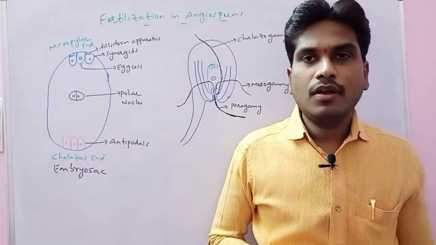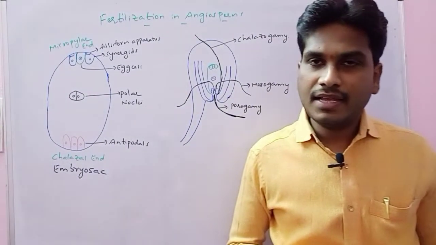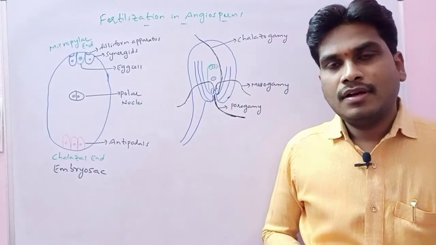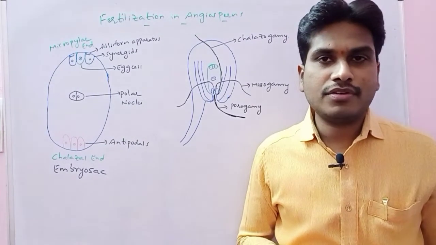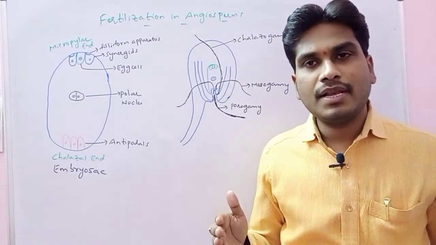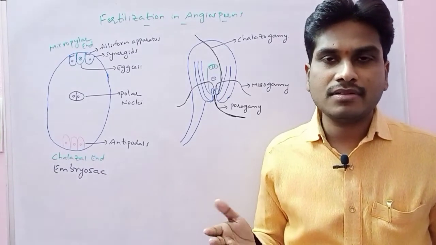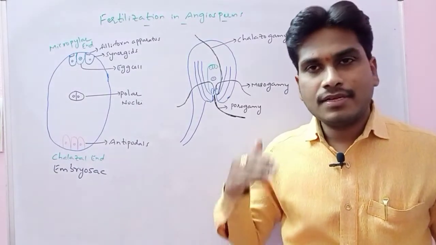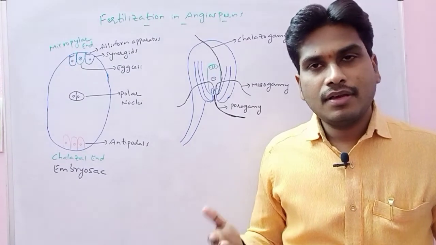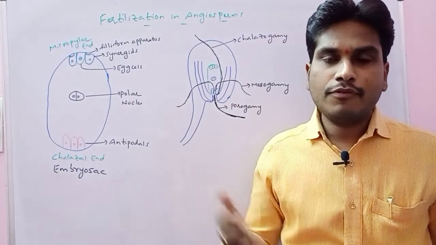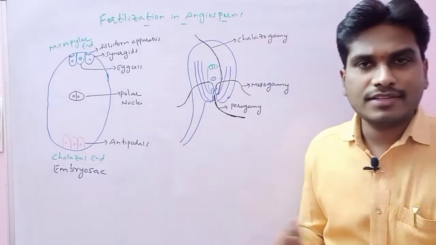Hello everyone. Now we are going to discuss fertilization in angiosperms. Fertilization is a process in which, by the fusion of the male and female gametes, the zygote is formed. That zygote will develop into the embryo and give rise to the fruits, flowers, and seeds. That is what we call fertilization.